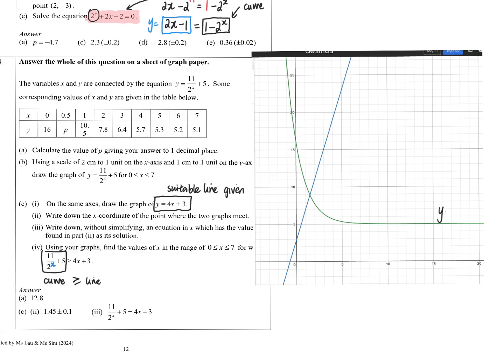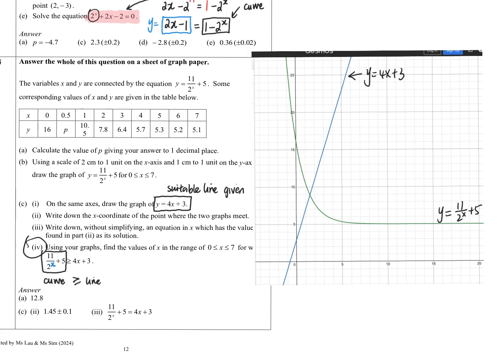This is my y equals 11 over 2x plus 5. Then I draw the line that they asked me to, which is y equals 4x plus 3. So at this last part of the question, they say, can you use your graph to find for which values the curve lies above the line? So where is the curve above the line? By your observation, when is the curve above the line?